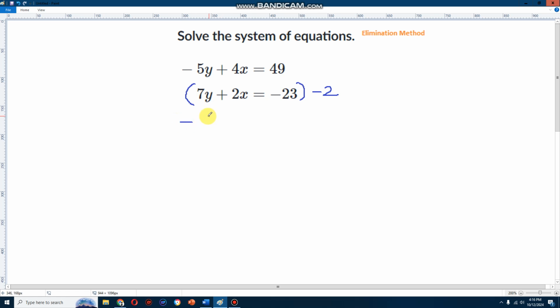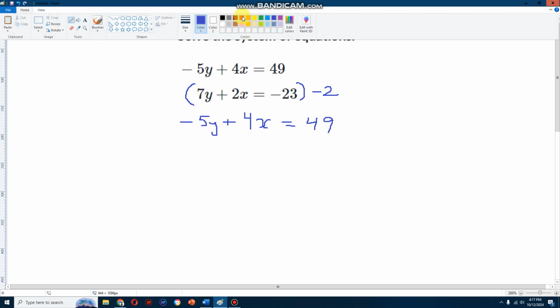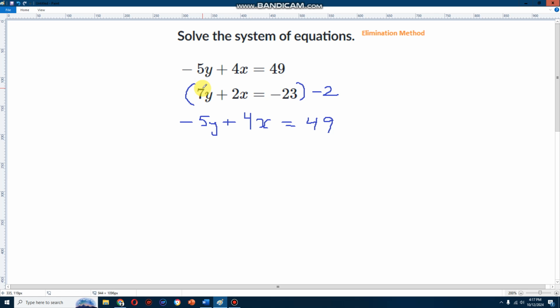So minus 5y. I'm keeping the top equation exactly the same. No change. Is equal to 49, right? Top equation stays the same, not touching that. And let's get the other one. 7 times minus 2 is minus 14y. Stays with the family. Positive 2 multiplied by negative 2 is minus 4, and the x stays with the family. Minus 23 times minus 2, minus becomes positive, and I'm going to get 46.